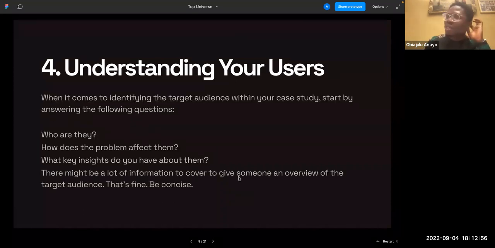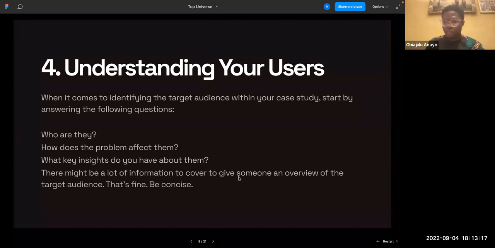So let's go. So, understanding your user. Now, I've seen a lot of case studies where I read and I feel like, this guy doesn't understand the people that he's designing for. You're designing a product for users. You say you are trying to solve a problem, because your case study is supposed to attempt to solve a problem, right?